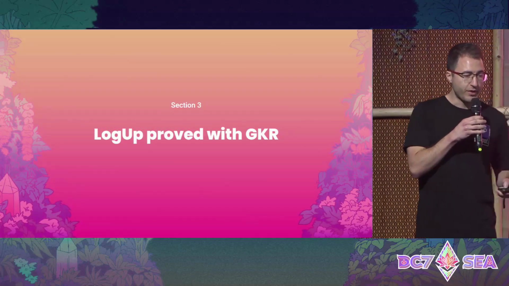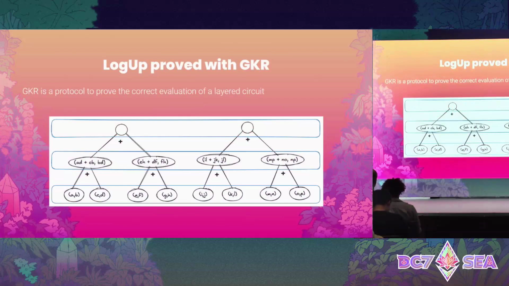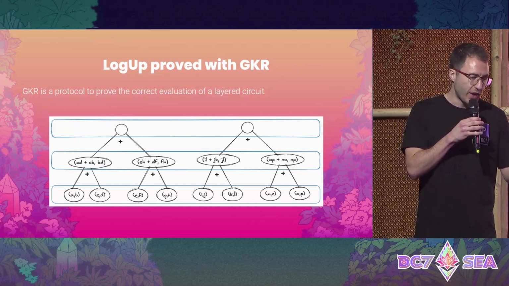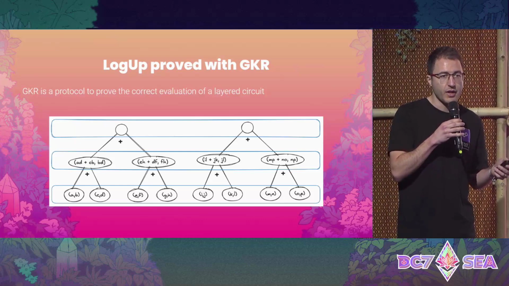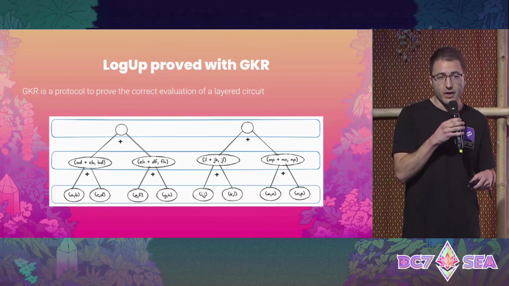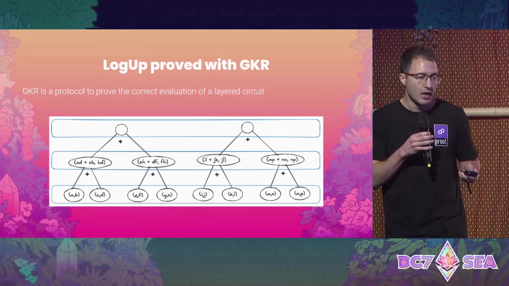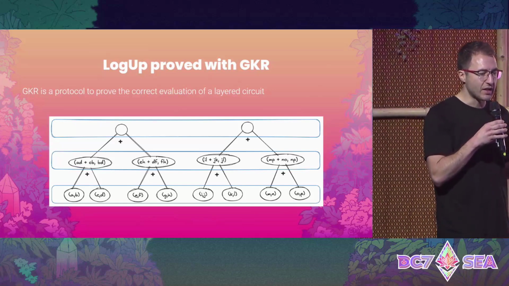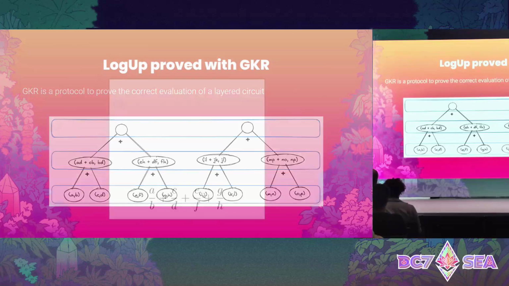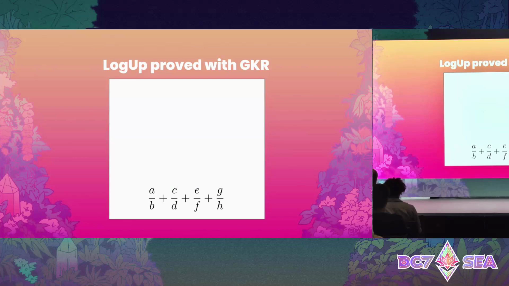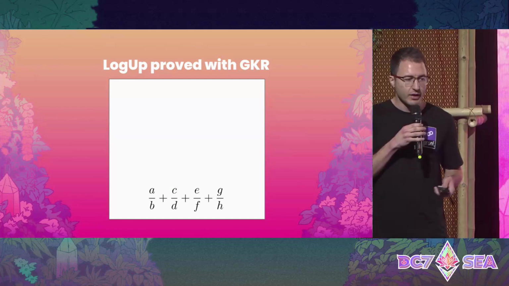Let's see how we do it with GKR. GKR, for context, is a protocol that proves the correct evaluation of a layered circuit. So here we have a layered circuit, and so effectively the prover evaluates the circuit and then uses GKR to convince the verifier that this was done correctly. With LogUp, we have a specific circuit that encodes the LogUp relationship. So we're going to spend some time thinking about how that circuit looks, how it's designed, really.